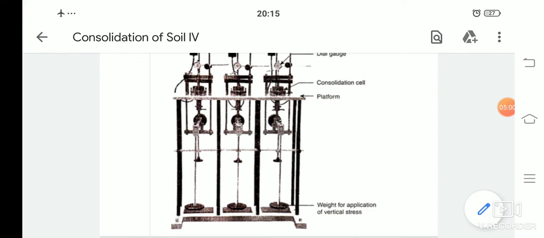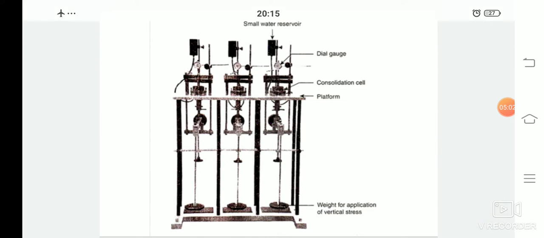And they are the weights which are used for application of vertical stress. And the dial gauge which is present in the instrument has a least count of 0.002 mm. It is mounted on top of the pressure pad to record the compression of the soil specimen.